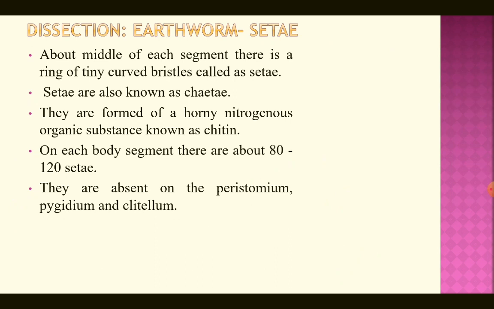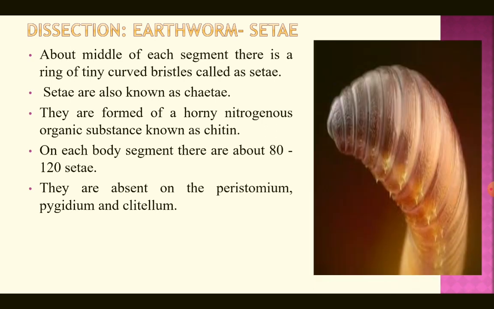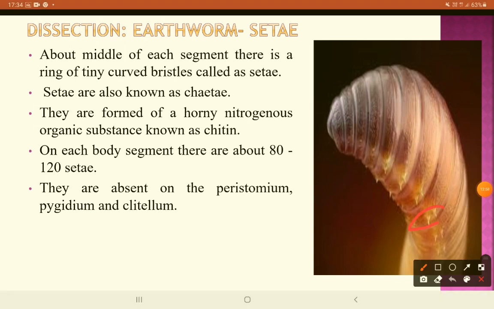And which are the segments that lack setae? The first segment, that is the peristomium, the pygidium, the last segment which bears the anus, and the clitellum, which is a glandular structure. If you recollect the morphology of earthworm that you have learned, in the clitellum there were no setae, in the peristomium no setae, and even in the pygidium you didn't find any setae. So this picture shows you the presence of setae. Can you see these protruded ones here in each segment? These are the chitinous structures, the setae.